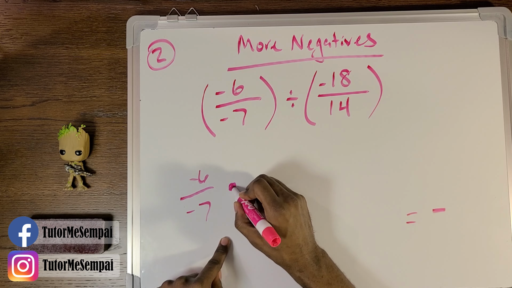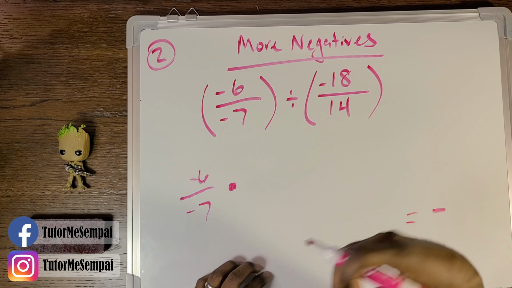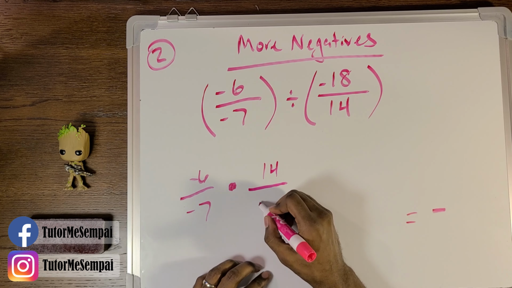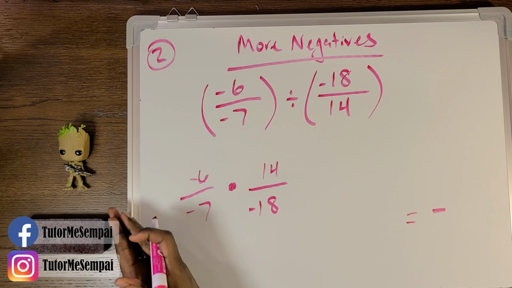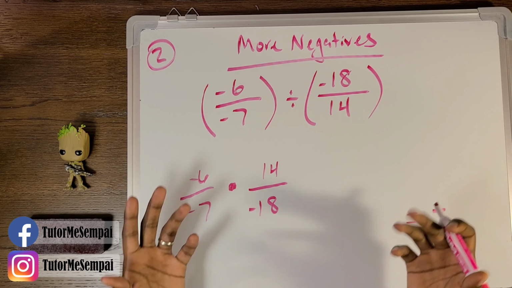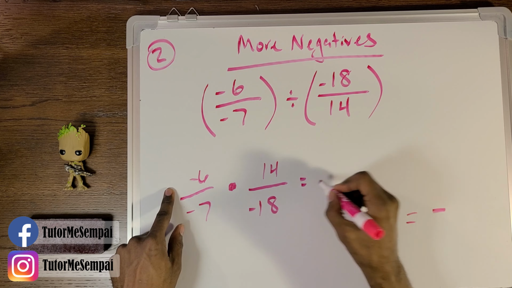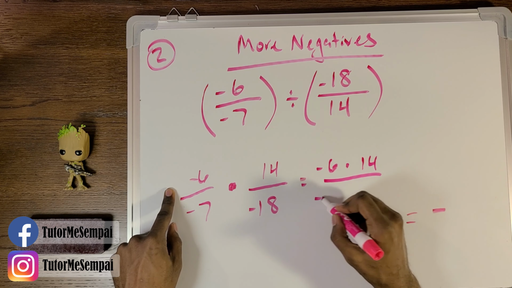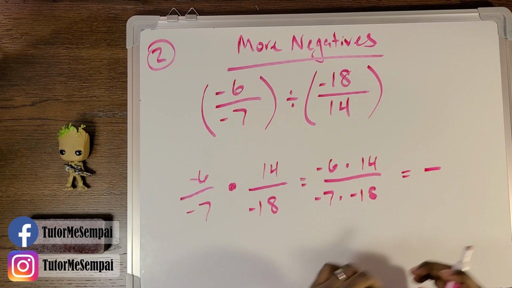So we're going to multiply now. And we're going to change this one, our third part, and we're going to flip it to its reciprocal. So the 14 goes on top, and the 18, that's negative, goes on the bottom. Now, if you're lazy like I am, I don't want to have to multiply all this across and then do my simplification later. So I'm going to do it right now. I know that this is going to equal -6 times 14 over -7 times -18. And our equals negative something should be up there now.